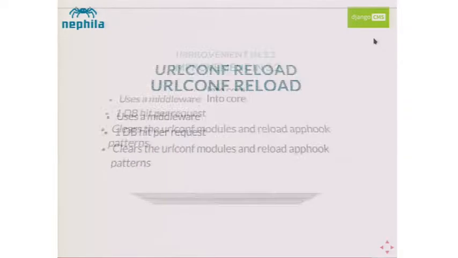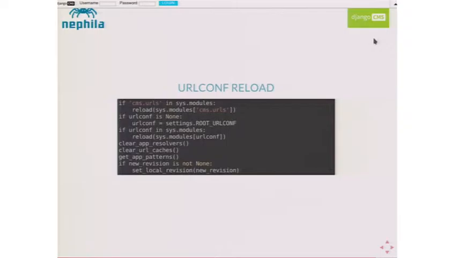And if there are some changes going on, this code, which is borrowed in part from Django's own tests, basically unloads or reloads all the URL conf related modules and recreates the app patterns. In this way you can effectively reload the entire URL conf while the instance is running.